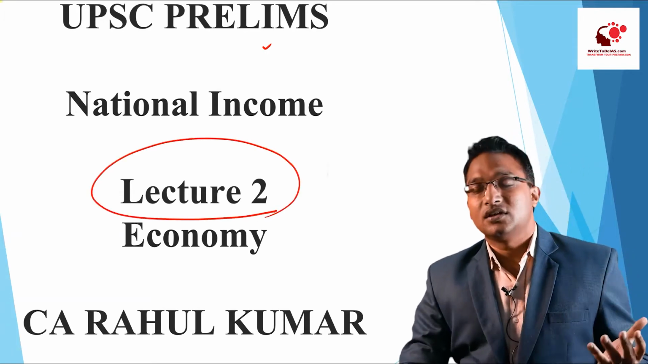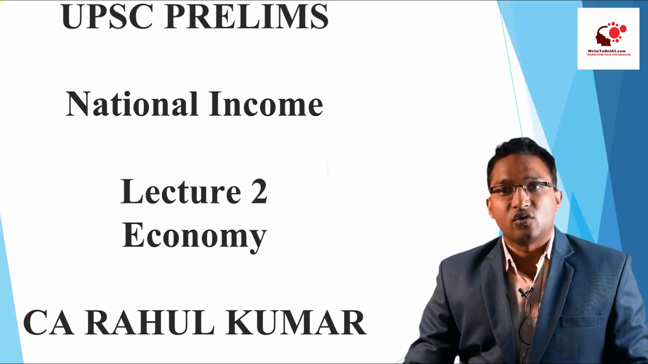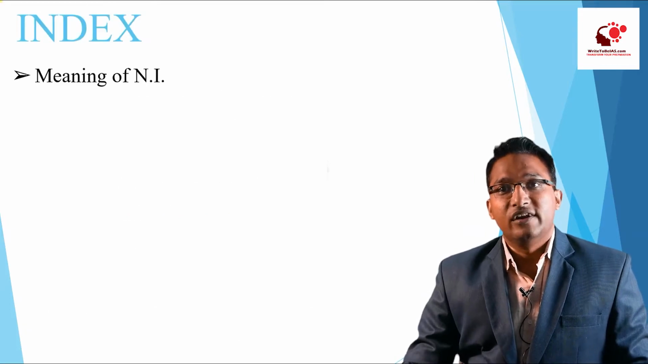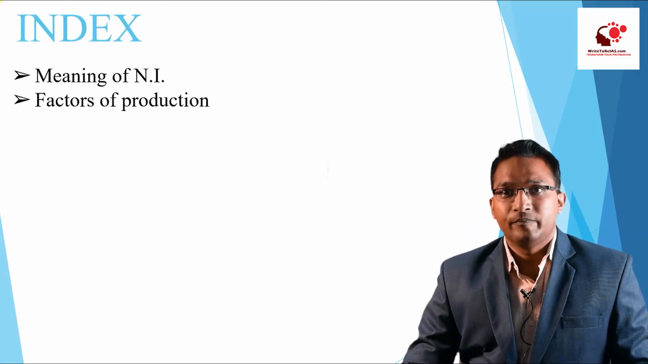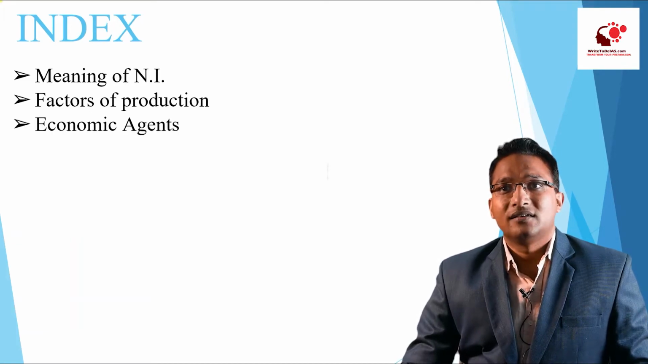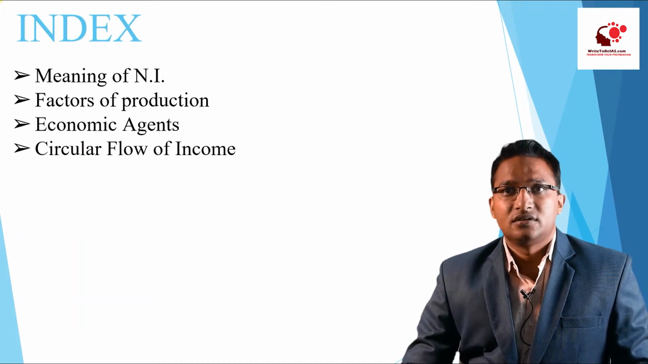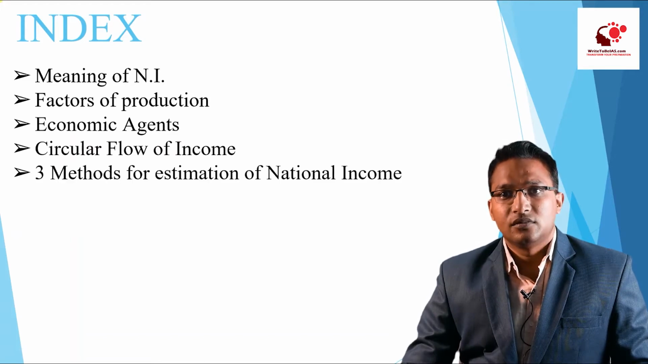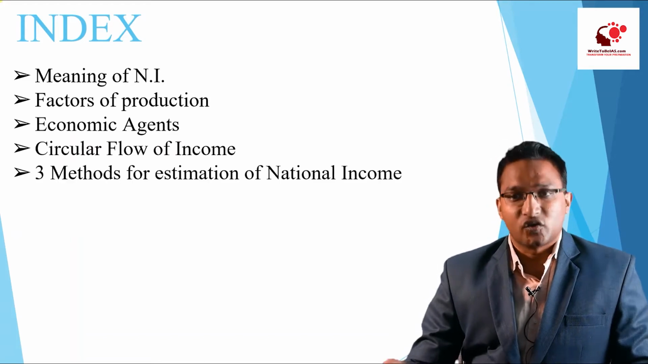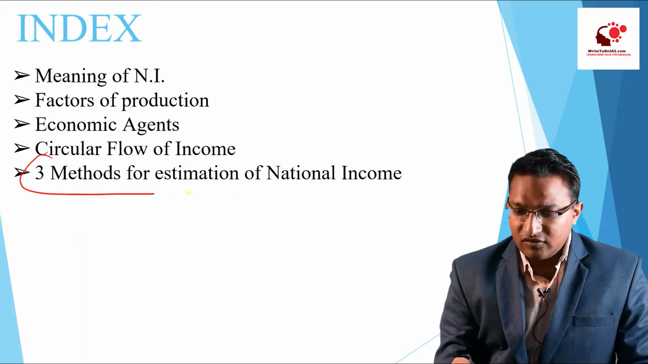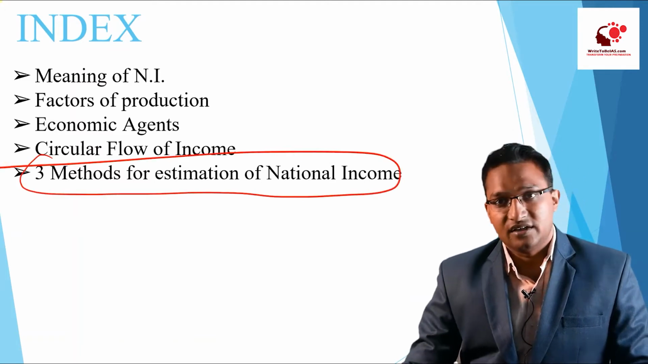So in the earlier session we discussed some of the basic concepts. For example, we discussed the meaning of national income, what the different factors of production are, what the different economic agents are, the circular flow of income, and the three methods of estimation of national income. We were here basically, right?